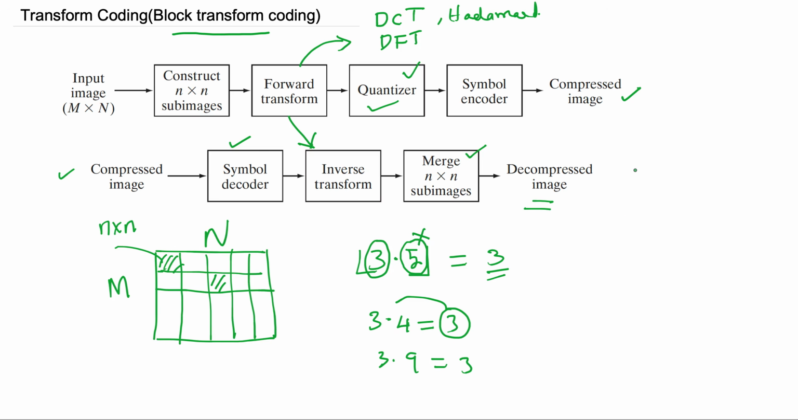As a side note, if you have an image of size m by n, and if you are making the sub images of size small n by small n, or n square, then this is the number of sub images.